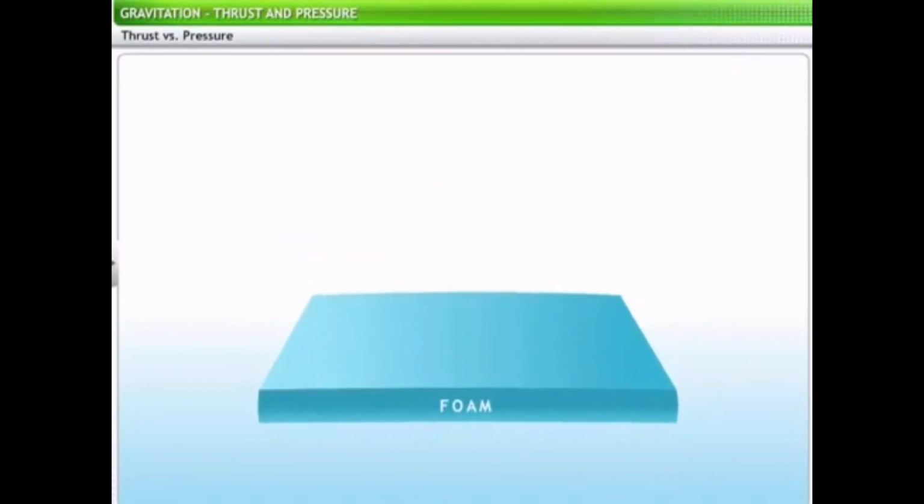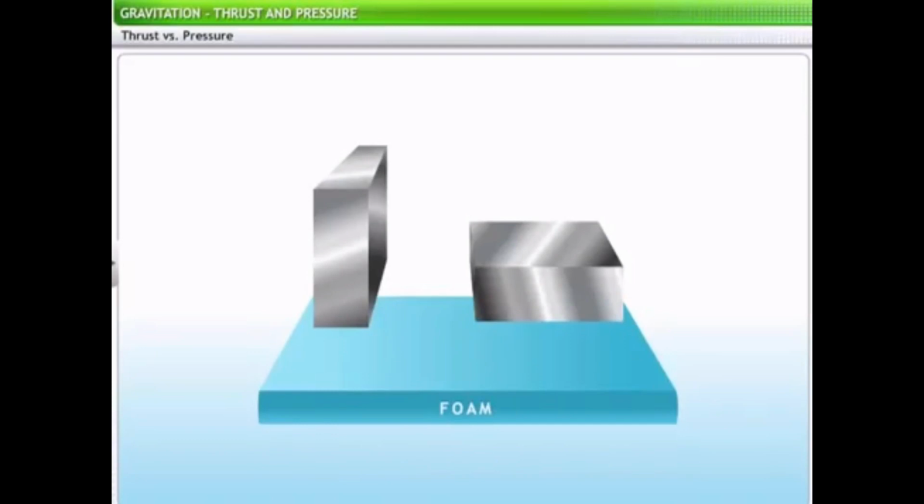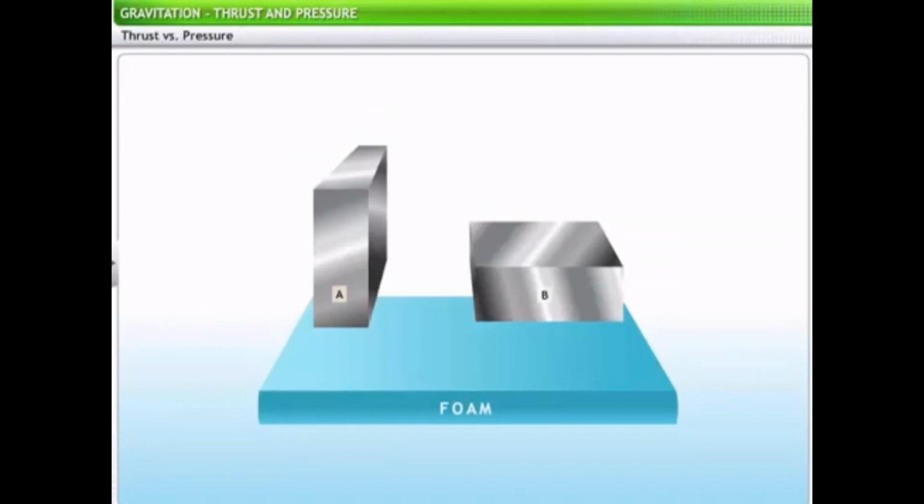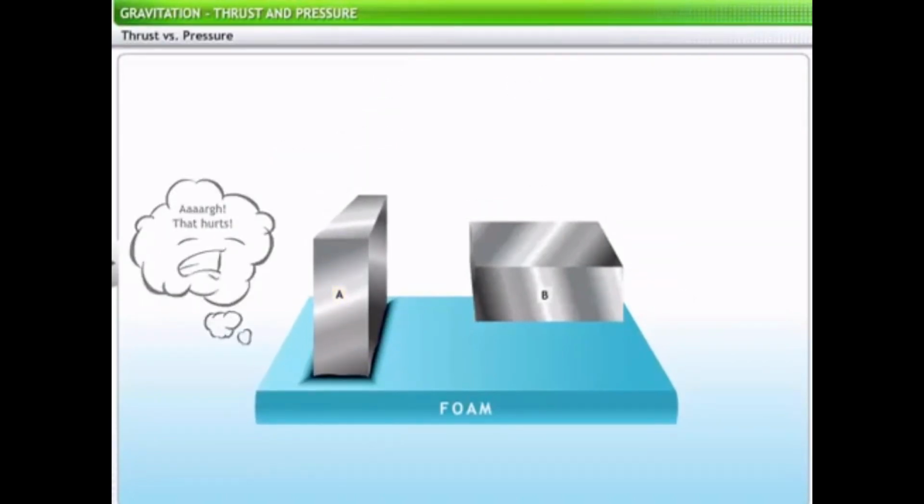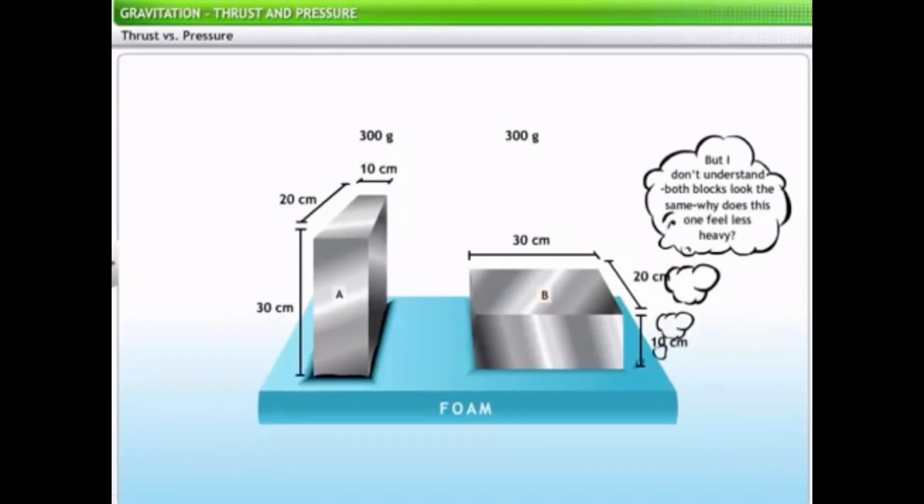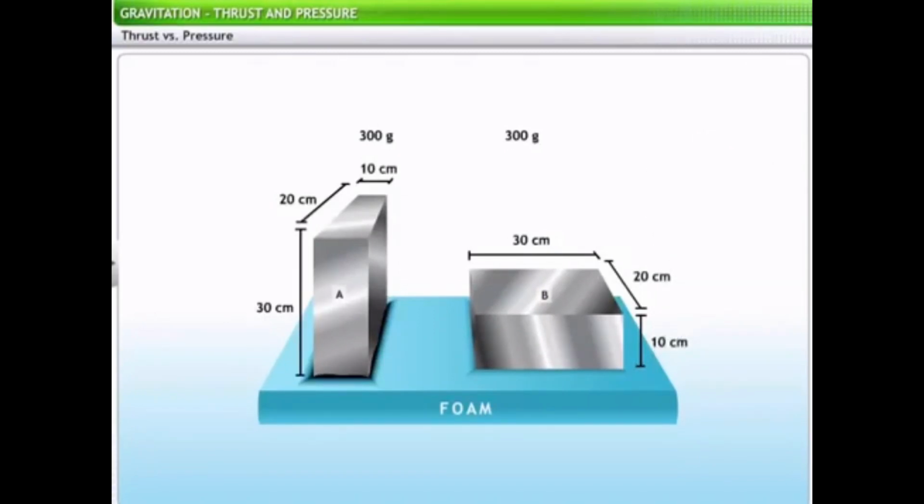Take a piece of foam and two identical metal blocks, say A and B, weighing 300 grams. The length, breadth and thickness of these blocks are 30, 20 and 10 centimeters respectively. Place the metal block A vertically on the foam and the other iron block B horizontally. Now let's compare the compression of the foam where blocks A and B are placed. The foam shows more compression where the metal block A is positioned vertically.